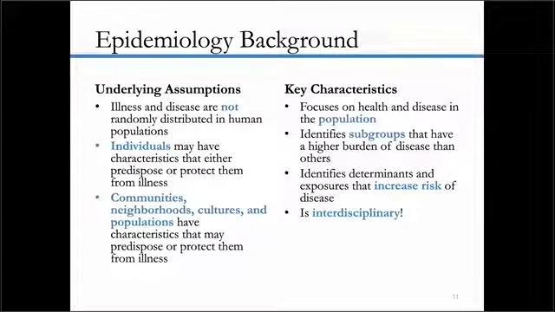And that different individuals may have different characteristics that either make them more likely to get illness or that could also protect them from having illness. If we had just random distribution of disease in our population, it would make it nearly impossible to understand what affects the health of our communities. And aside from that, communities, neighborhoods, cultures, and populations all have characteristics that predispose or protect them from illness as well.